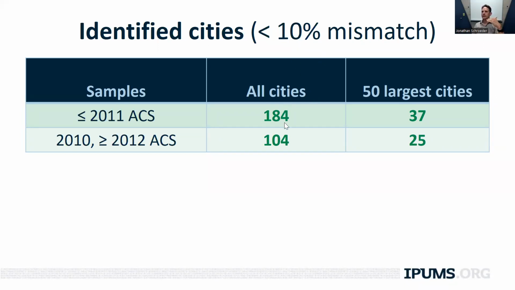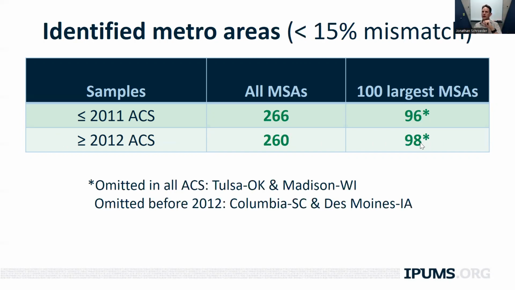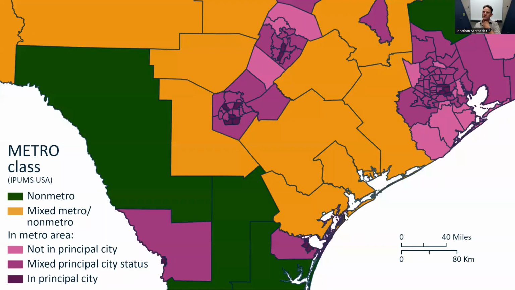This means that we can identify in recent samples only 104 total cities and only 25 of the 50 largest. We can identify many more metro areas. We use a somewhat more generous tolerance of 15% mismatch, which allows us to identify 98 of the 100 largest MSAs, everything but these 4. So you can do a pretty good job of doing analysis at the metropolitan area level with microdata.